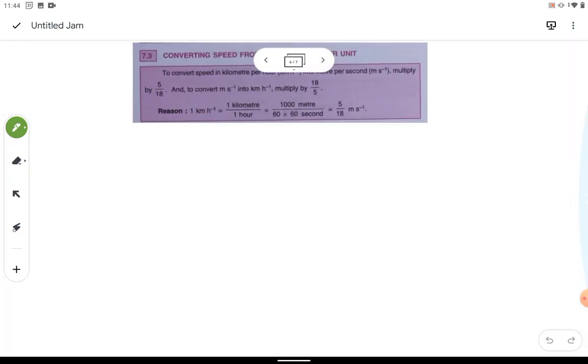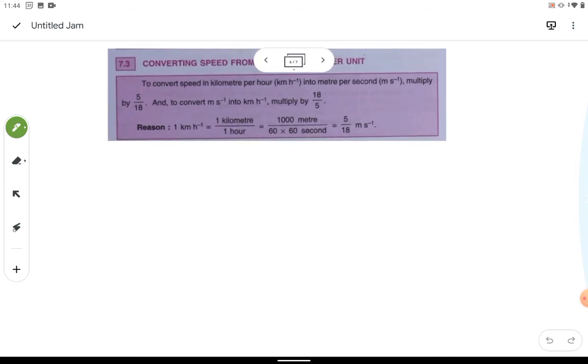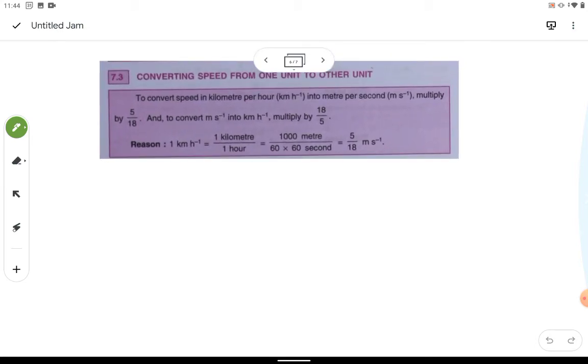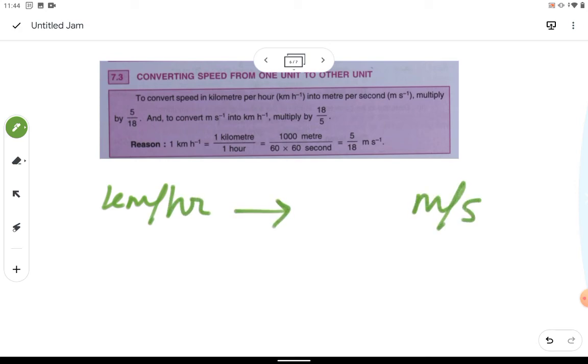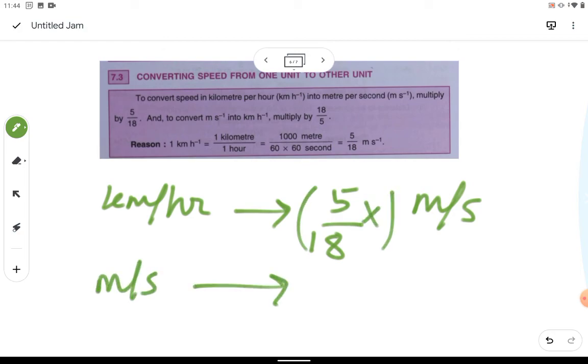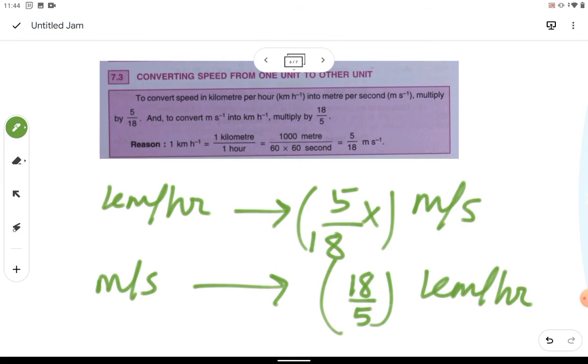Next is to convert kilometer. Suppose we have kilometer per hour, but we have to convert it to meter per second. So we multiply it by 5 by 18. And if we have meter per second, we have to convert to kilometer per hour. We multiply by 18 by 5.